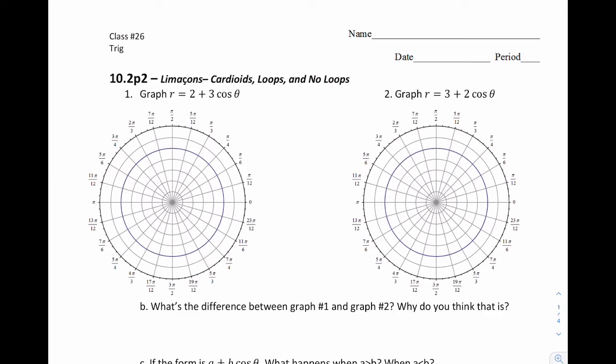Today we're going to continue our study of polar graphs. To do this, we're going to use our calculators. So if you look at this equation right here and this equation right here, I want you to plug those into your calculator, and then we're going to copy them to our graph and we're going to observe them.